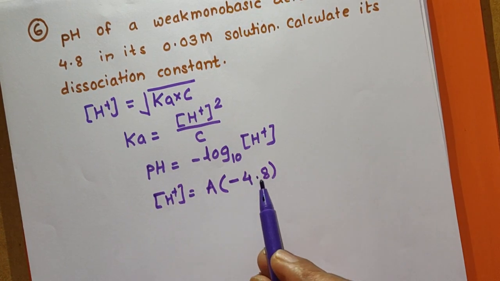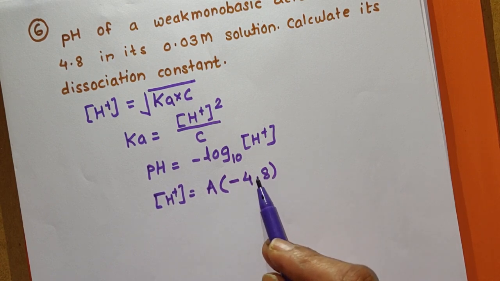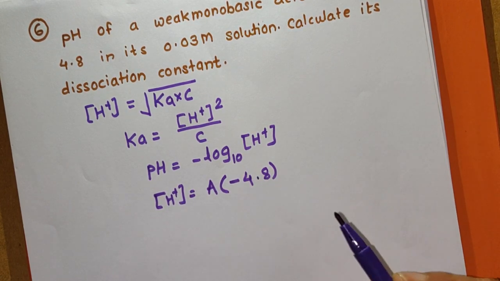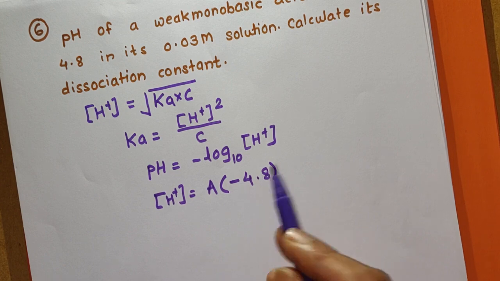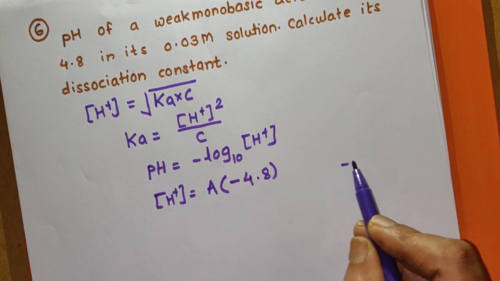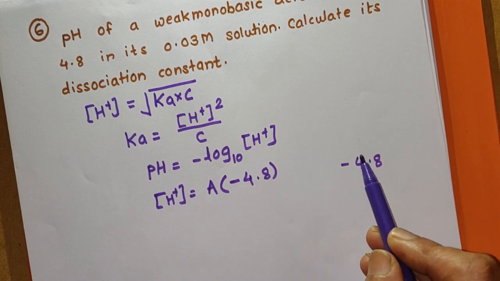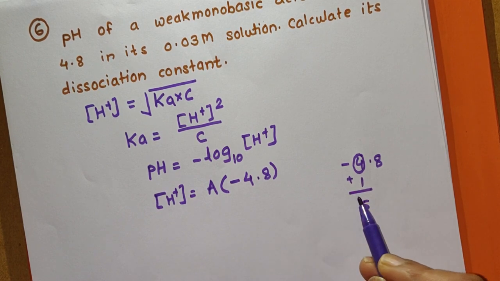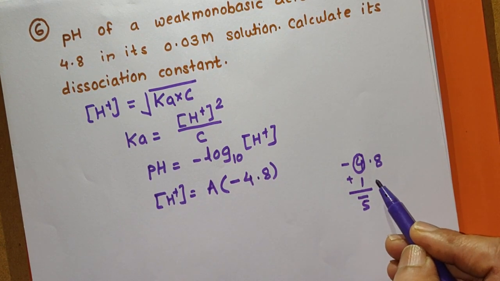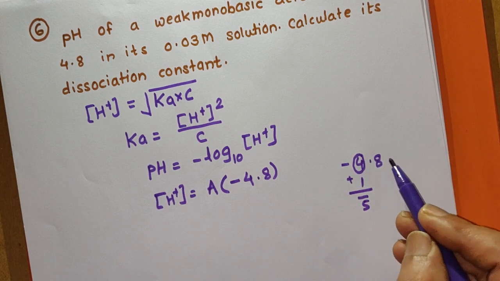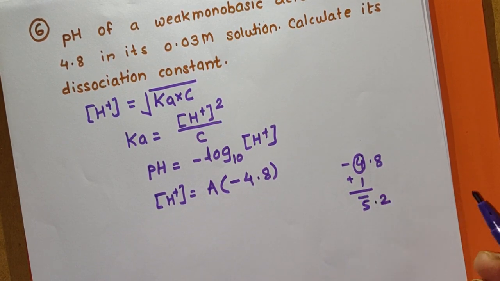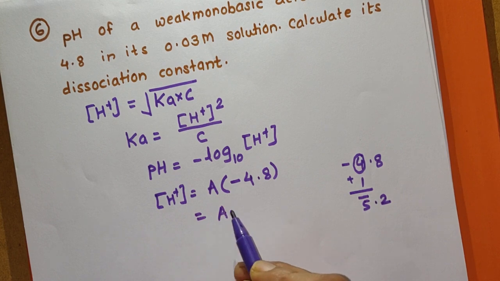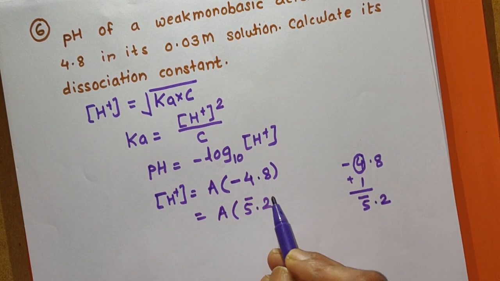Again, this number you have to convert so that the mantissa is positive. What you have to do here, simply add 1 to the characteristic and subtract this mantissa from 1. Remember here, minus 4.8. What you have to do here, add 1 to the characteristic. That is, here we have to take 5 and it is denoted by bar 5, and subtract this mantissa from 1. 1 minus 0.8, it will be 0.2. So minus 4.8 is equal to bar 5.2, and therefore it is equal to antilog of bar 5.2.